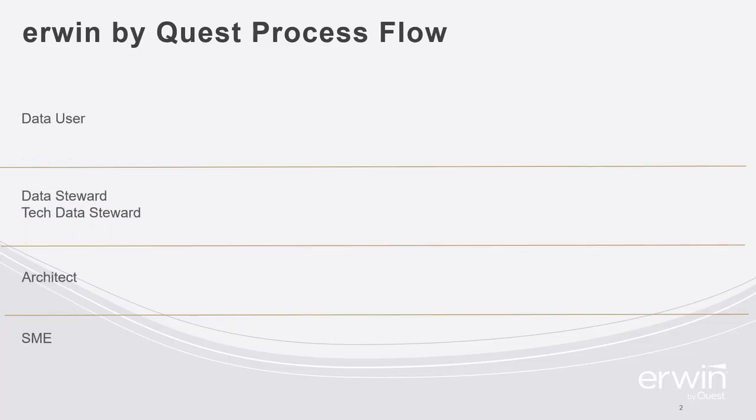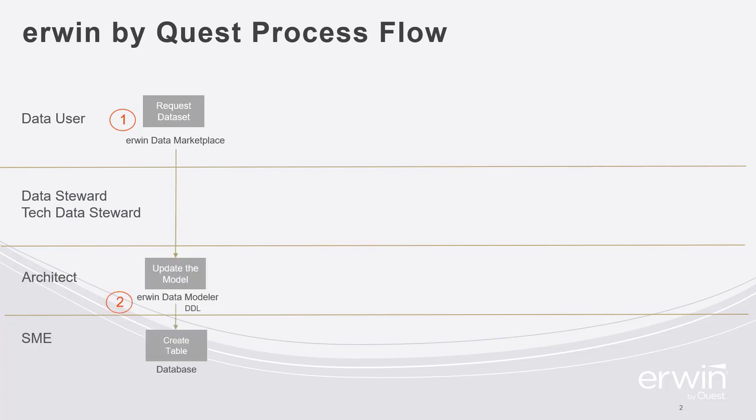Our use case includes multiple personas. It starts with a request that is made by an end user to create a data set. This request is received by the data architect who uses erwin DM. Logical physical models for the data sets are created by the architects. DDL is generated, it is executed by the subject matter experts in the respective data sources.